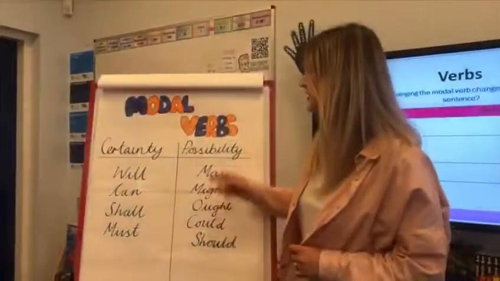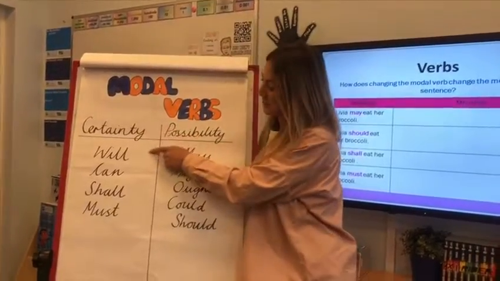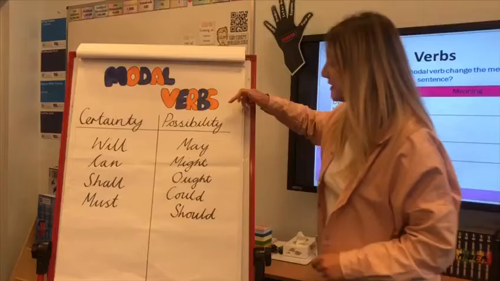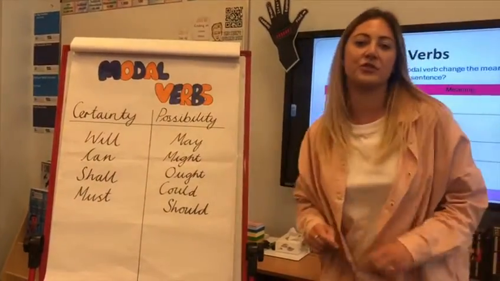So your list should look something like this. The modal verbs which show certainty were will, can, shall and must. And the ones that show possibility, may, might, ought, could and should.